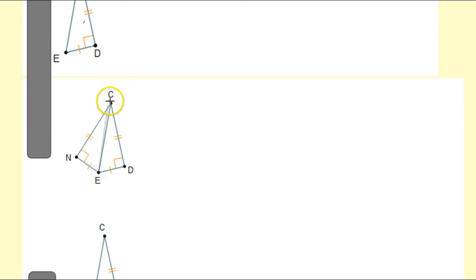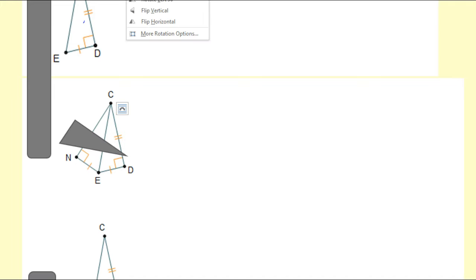Let me see if I can just get you to visualize it again. Remember, a translation is simply a slide. I cannot take one triangle and just slide it over and have it match the other one. This would take some type of a reflection, really specifically a reflection over the line CE.